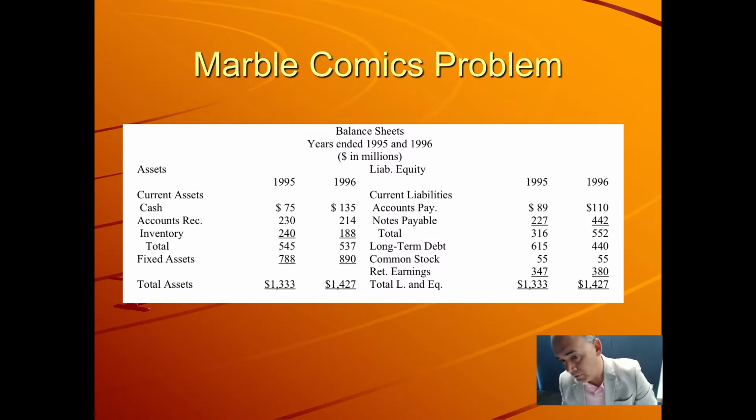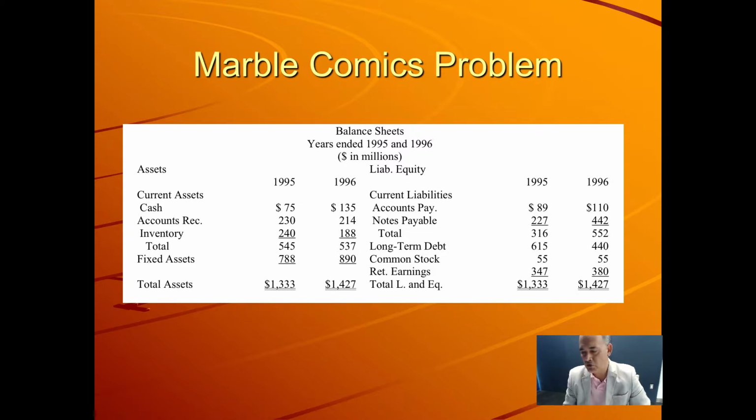An example. Let's see how we can calculate the external financial needs for a company. We have this company, Marvel Comics. We have the total amount of assets, with current assets and fixed assets, and we have liabilities. Out of the liabilities shown in the slide, you can see that accounts payable stands for 110 for 1996. So these are spontaneous liabilities. And notes payable stands for 442, and these are non-spontaneous liabilities. These are financial liabilities.